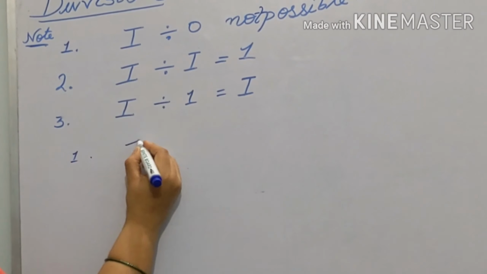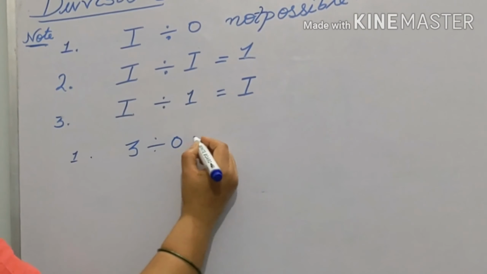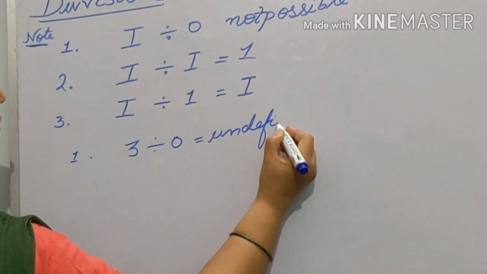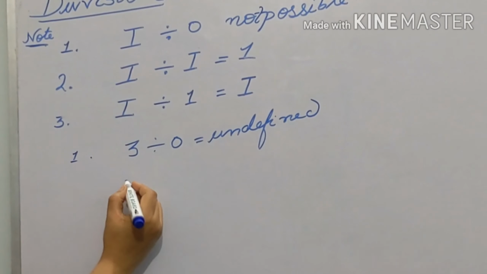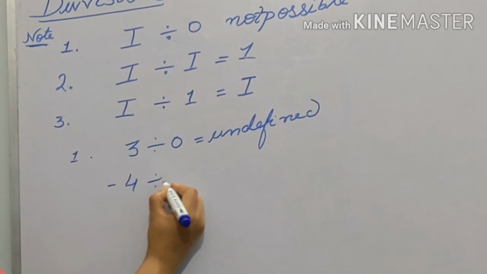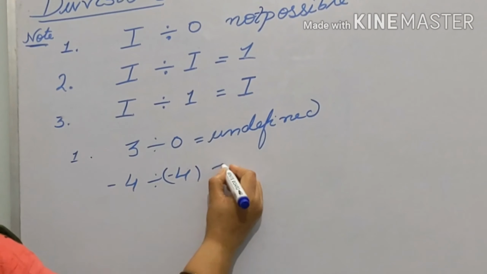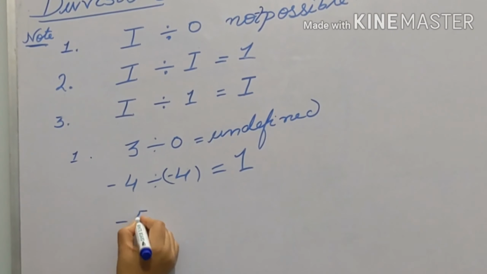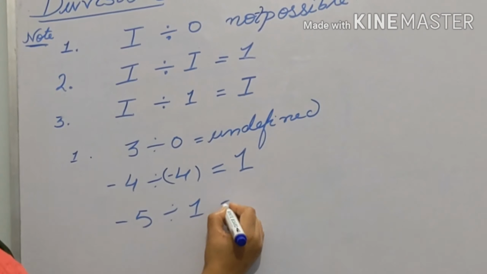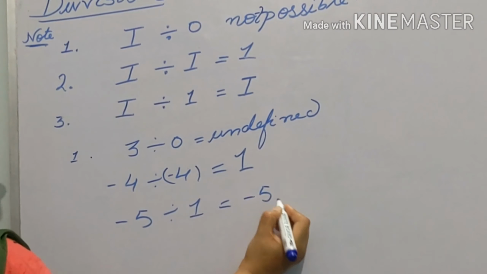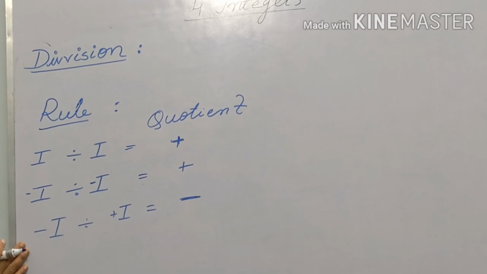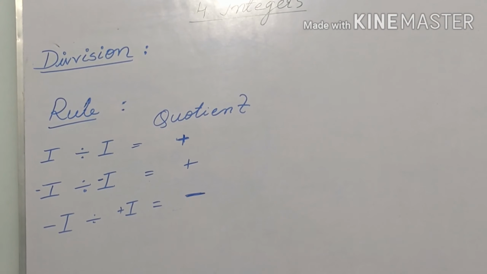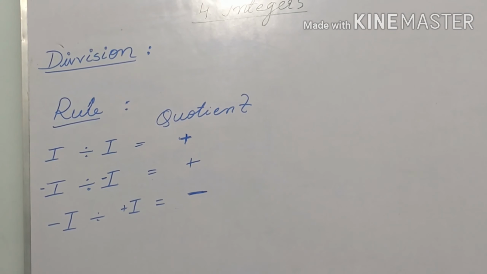Point 1, any integer divided by 0 is undefined. Second example, any integer divided by itself, the quotient is always 1. Third point, any integer divided by 1, the quotient is always the number itself. Here are 3 rules of division. Before I explain, let me tell you, these rules are applied only for division without remainder.